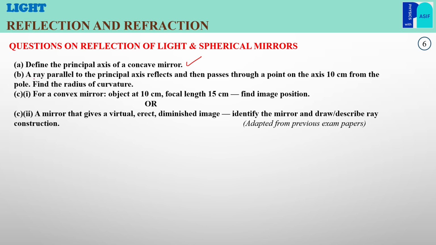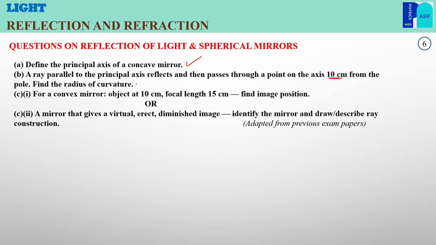The second one: a ray parallel to the principal axis reflects and then passes through the point on the axis that is at a distance of 10 centimeter from the pole. Find the radius of curvature. So here it is given that a ray which is parallel to the principal axis, after reflection, is passing through the point that is at a distance of 10 centimeter from the pole.